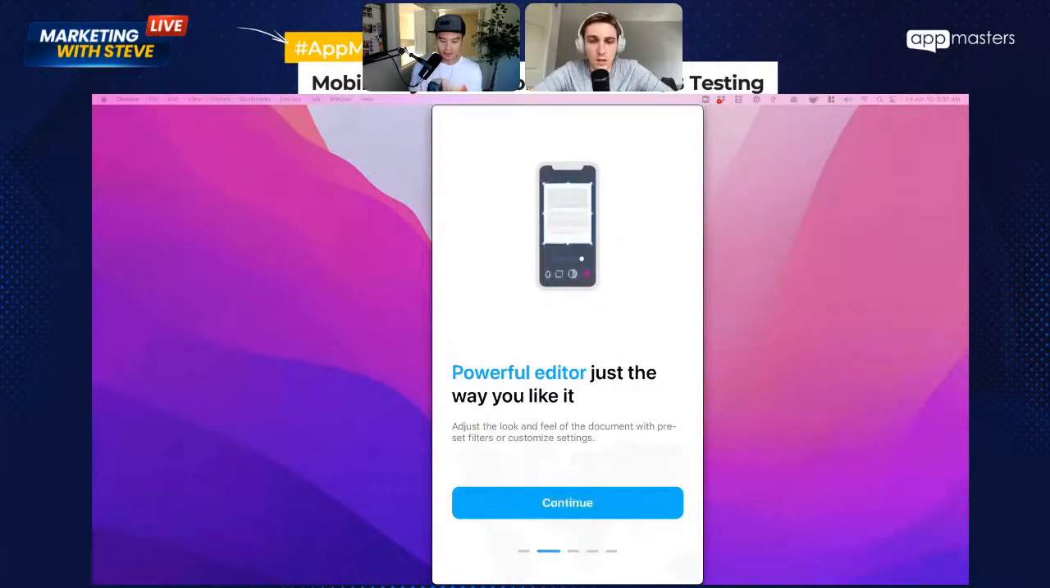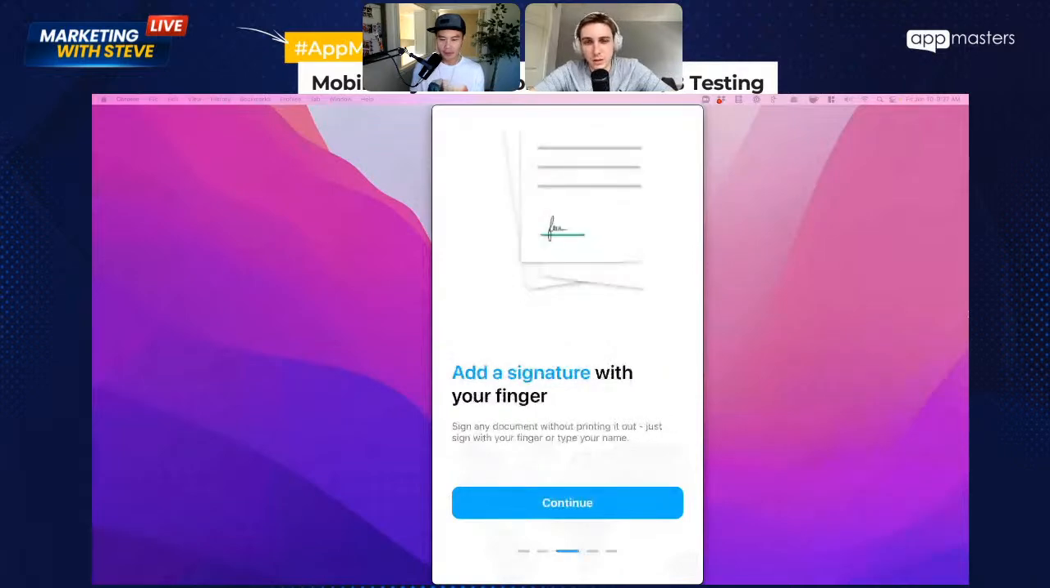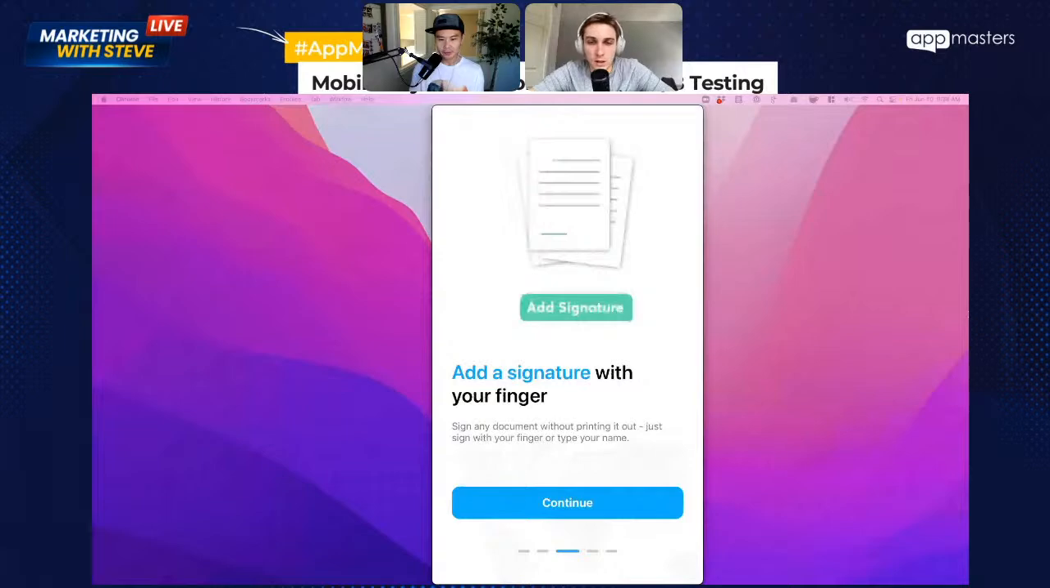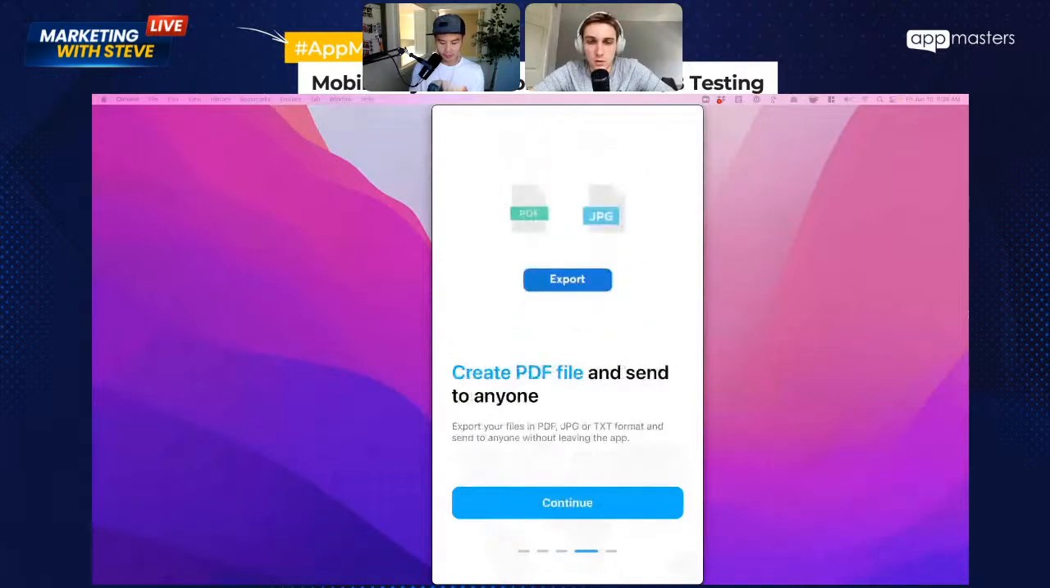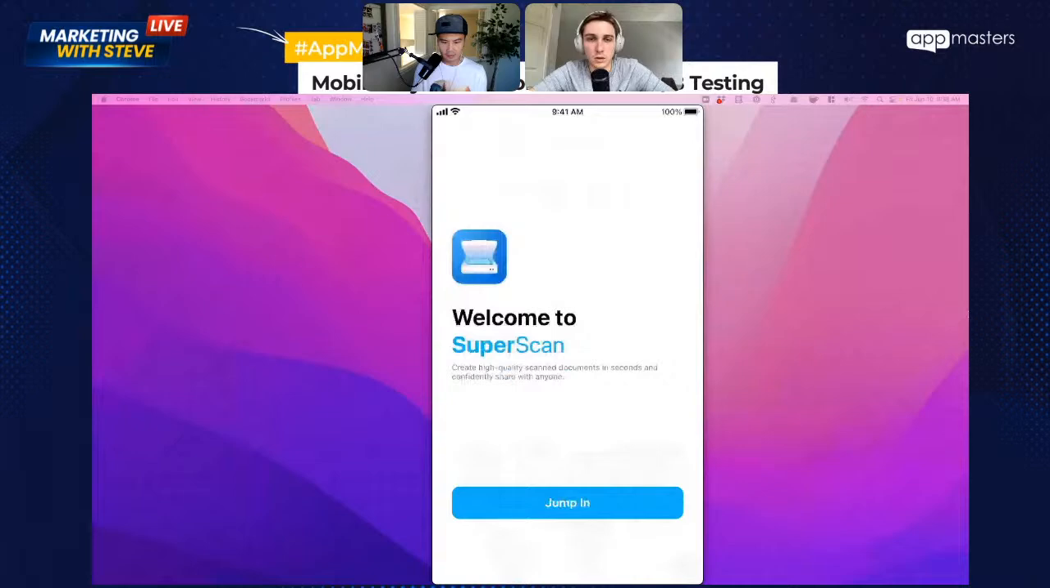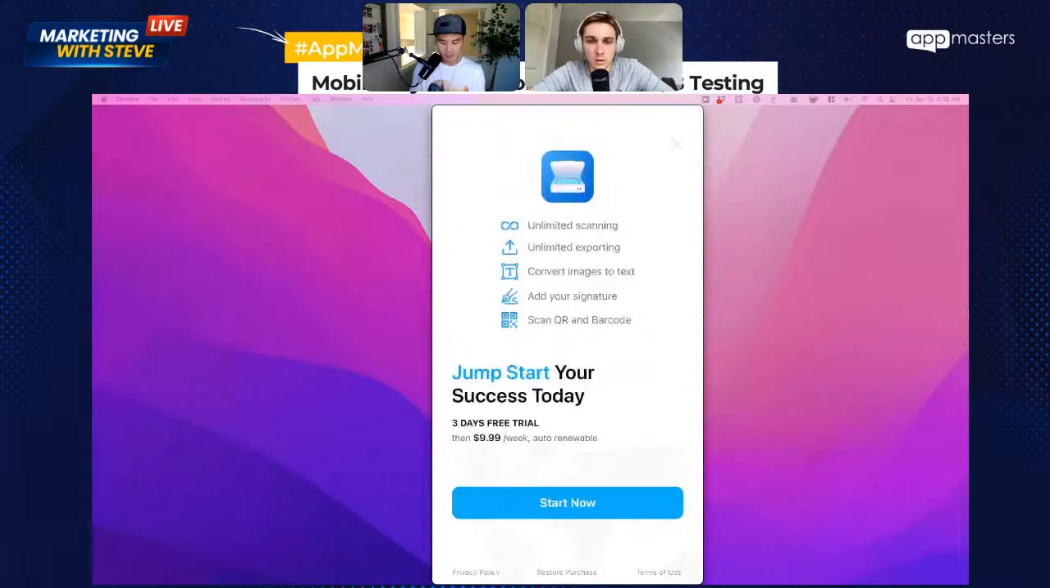Yeah, and it feels a little bit like a puzzle, so I need to read these small texts. Although the illustrations are really good and it's clear for me, so I don't need this extra text. Okay, the signature. Create PDF, send to anyone. Well, the illustrations are really nice, very clear, simple. Okay, here we go.